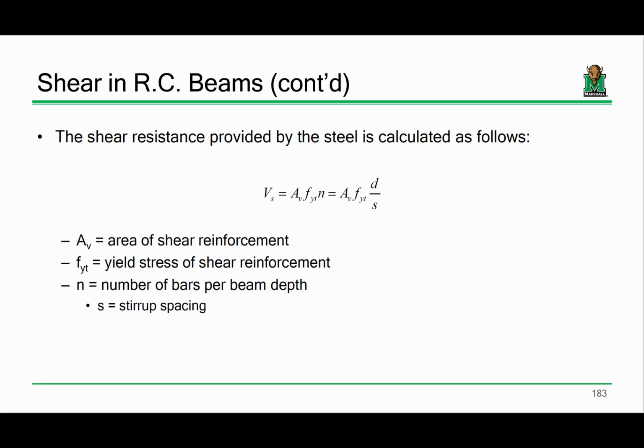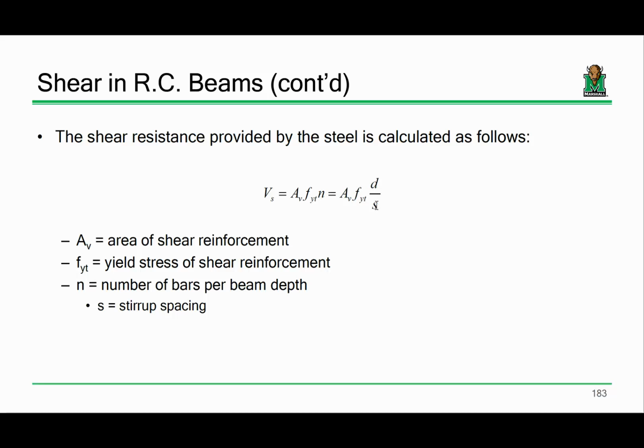V sub S is pretty straightforward as well. V sub S is basically computed as the area of your shear reinforcement, the area of steel, but we'll define that in a little bit, times the yield stress of your shear reinforcement, times this quantity N. And this quantity N is basically just the number of bars per beam depth.